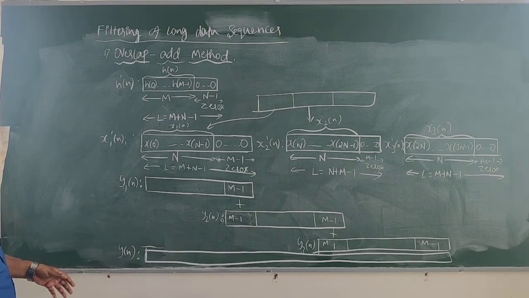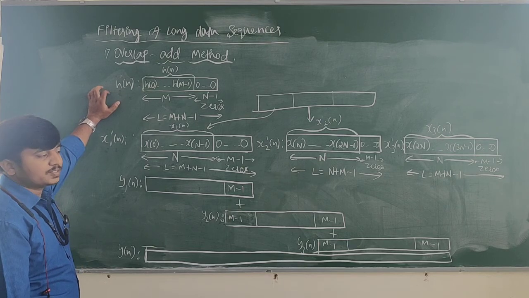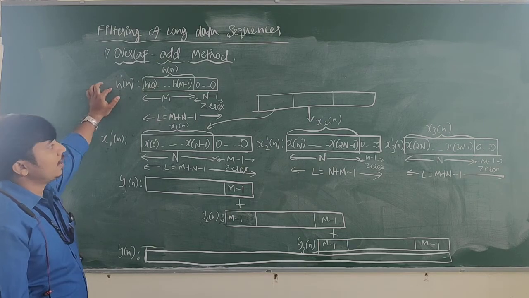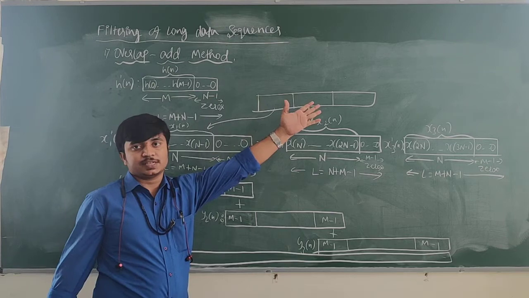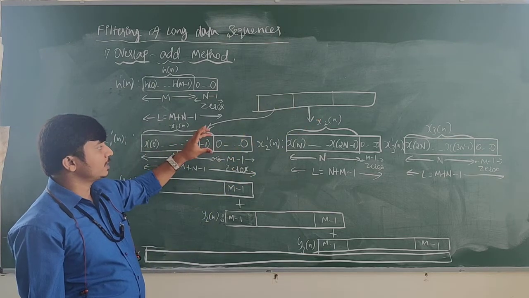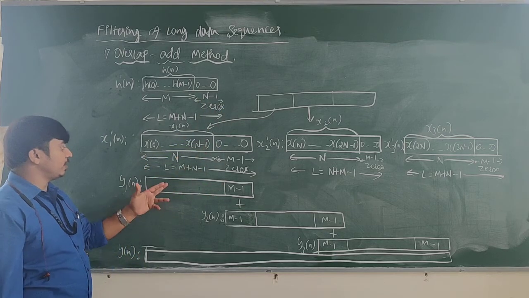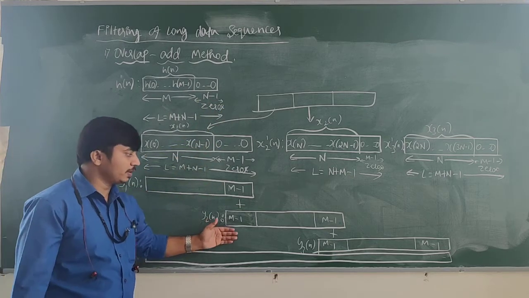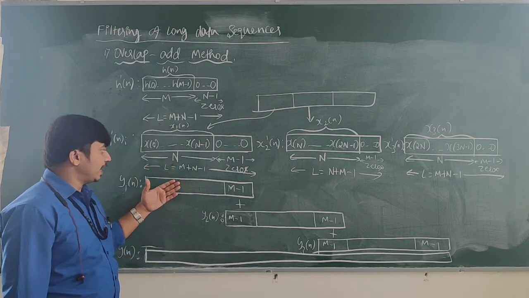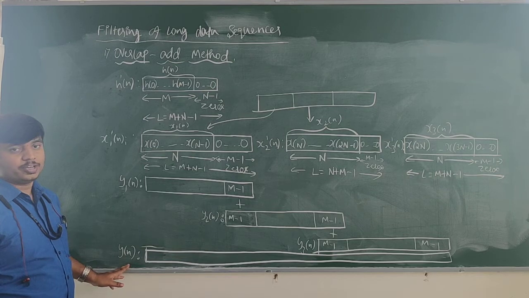So what have I done? I have an impulse response block h dash of n, and I have split this long sequence x of n into 3 blocks. Again, I have convolved each block separately. I obtained the results of each block, y1 of n, y2 of n and y3 of n, and I have added all these three to obtain the final result y of n.